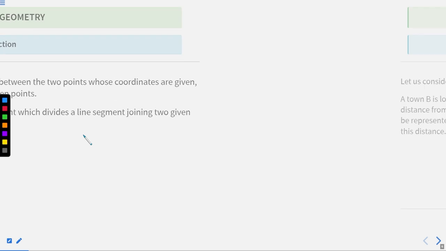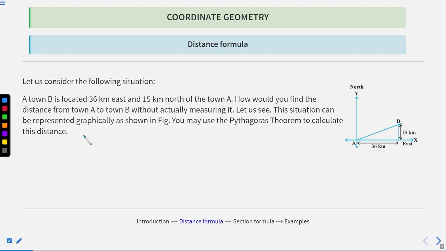So let us consider the following situation. A town B is located 36 km east and 15 km north of the town A. How would you find the distance from town A to town B without actually measuring it? So we have this situation: we have two towns, A and B.